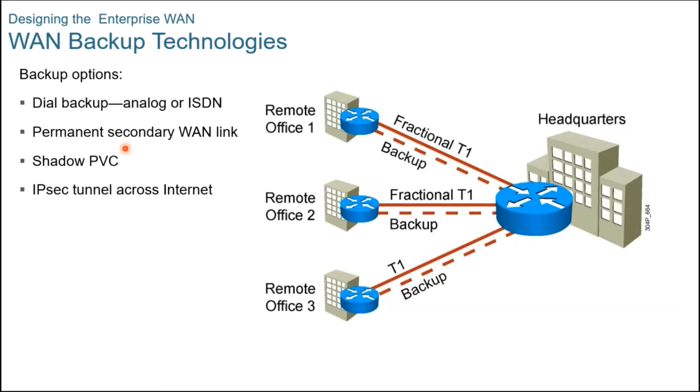A backup connection can be established either via dial-up or by using permanent connections. So the main WAN backup options are as follows: you've got the dial-up backup routing, the permanent secondary WAN link or permanent secondary wireless link, the shadow PVC, and the IPsec tunnel across the internet. For every connectivity of the remote offices to your headquarters, there should be a corresponding backup.